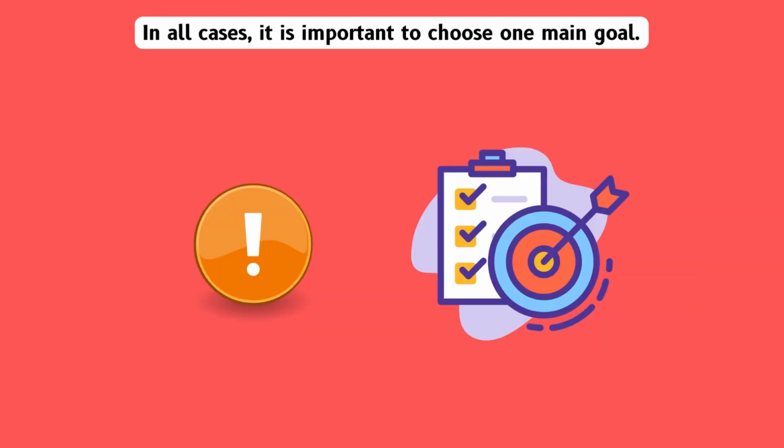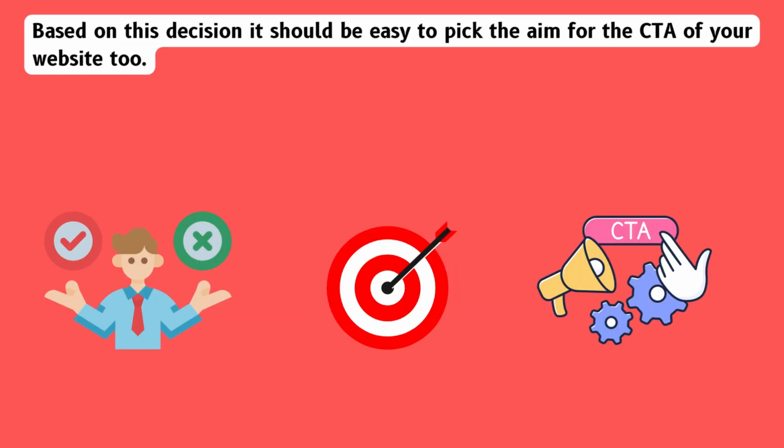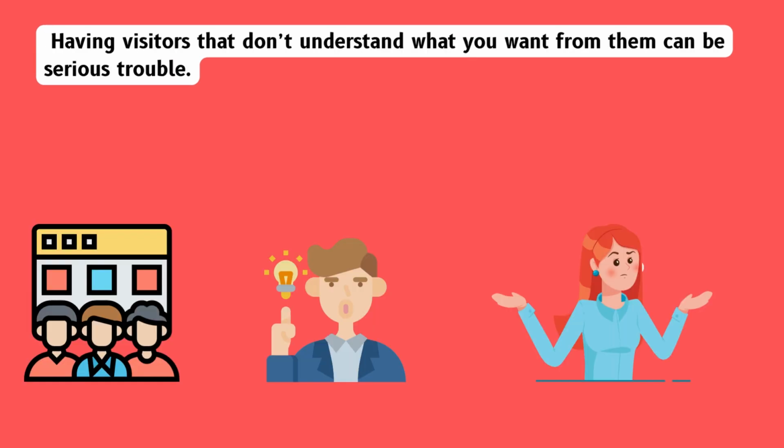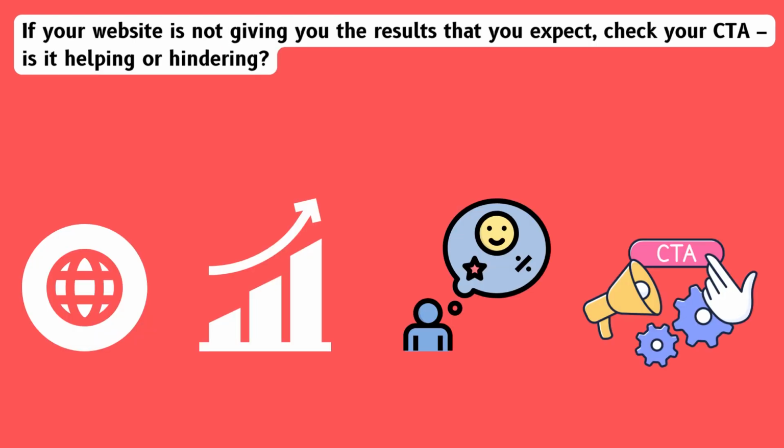In all cases, it is important to choose one main goal. Based on this decision, it should be easy to pick the aim for the CTA of your website too. Having visitors that don't understand what you want from them can be serious trouble. If your website is not giving you the results that you expect, check your CTA. Is it helping or hindering?